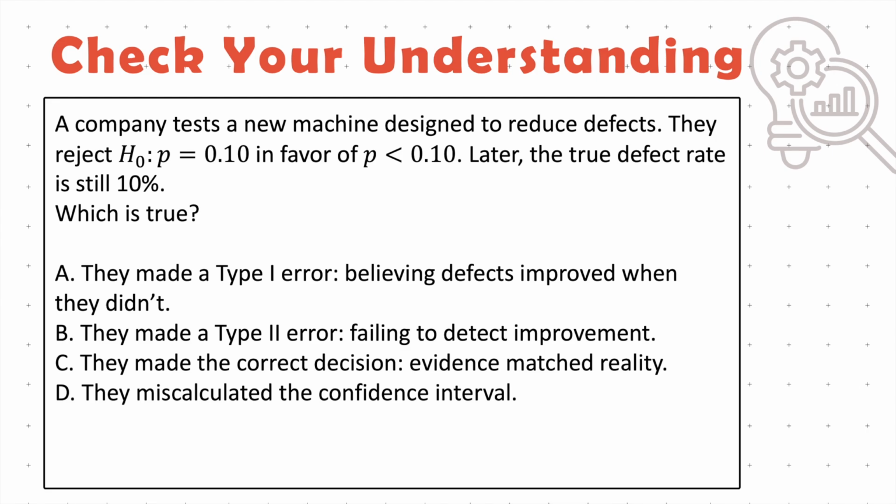The next one, we're just justifying which one is true. If we have rejected the null hypothesis and later we find out that the null hypothesis really is true, then we've made a type 1 error.